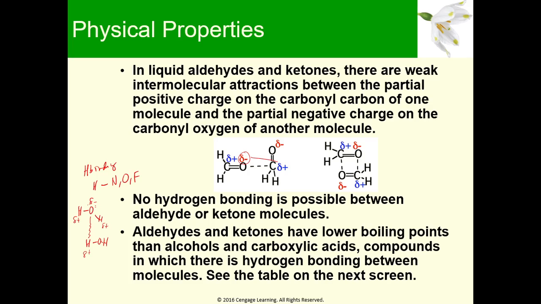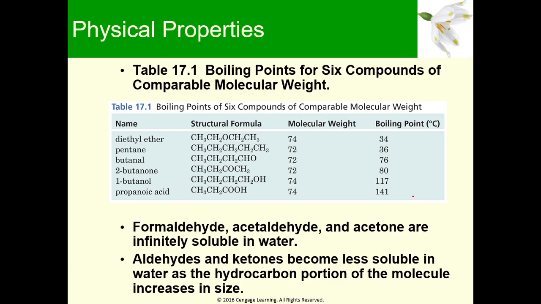Aldehydes and ketones have lower boiling points than alcohols and carboxylic acids, which are compounds in which there is hydrogen bonding between the molecules. Remember that alcohols have the OH group, and the carboxylic group is C double bond O with an OH. These OHs can participate in hydrogen bonding. But your aldehydes and ketones have no OH, so they do not participate in hydrogen bonding.